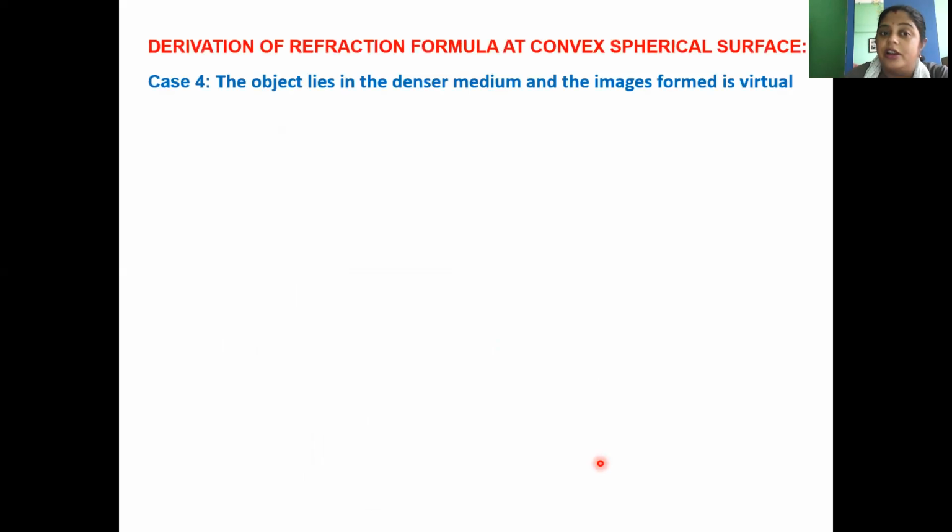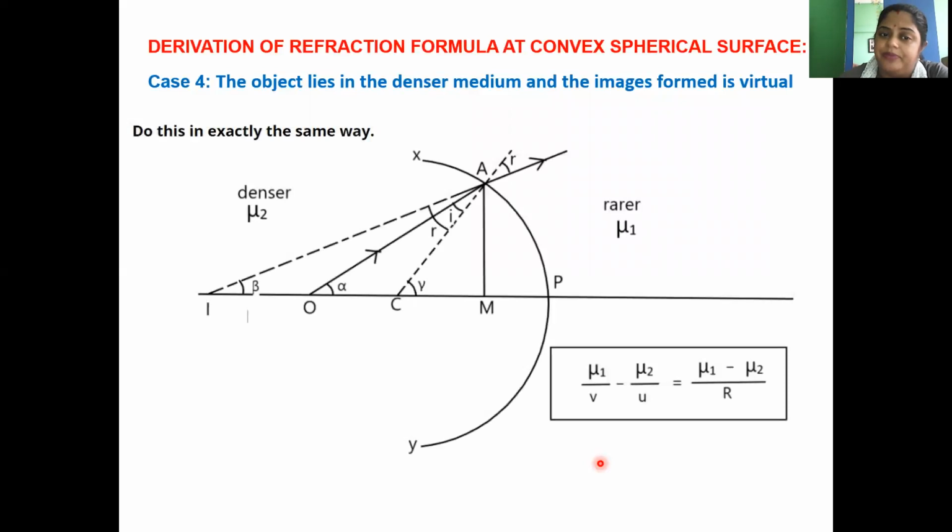Now the last one, that is case 4. The object lies in the denser medium and the image formed is virtual. You will follow the same steps, the same method, everything is the same. Here I am just giving you the ray diagram. From this ray diagram, do this in exactly the same way. It is your homework. You can do this.